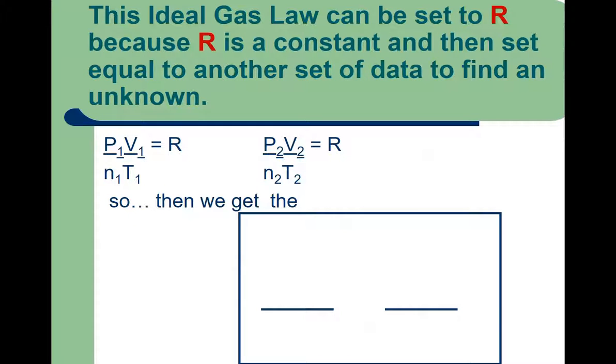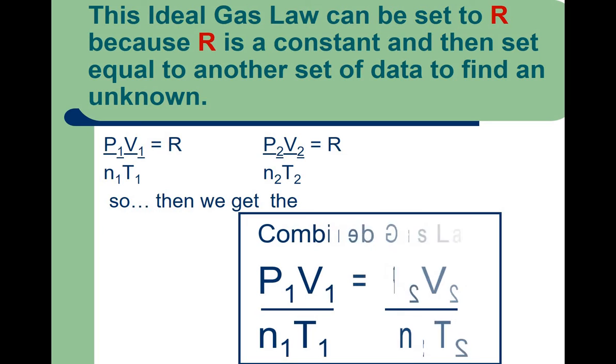Okay, we're going to go to the next law. This one, you take the ideal gas law and solve it for R. Because R is a constant, R does not change. But I'm going to have a gas in two different situations, and I want to solve for something else. So my R's are going to be set equal to each other, and we get what's called the combined gas law.